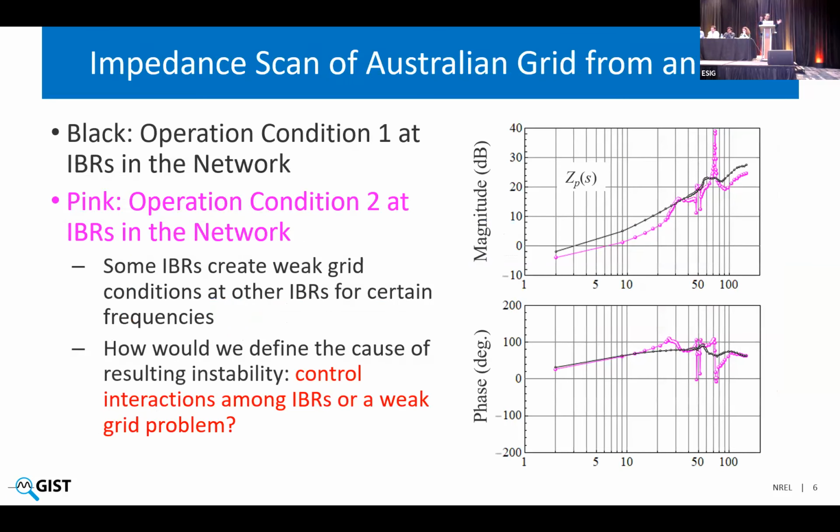By looking at the impedance scans of a whole system, which takes a lot of time to run in PSCAD with a full grid model, around 4 days to get one of the scans that you see on your screen. So what you are seeing in the plots is that the black trace is the impedance of the Australian grid seen by one IBR for a particular operating condition. The pink trace is the same grid that the IBR sees for a different operating condition.